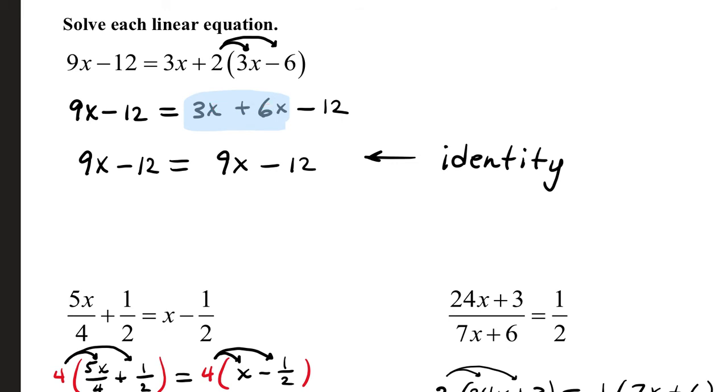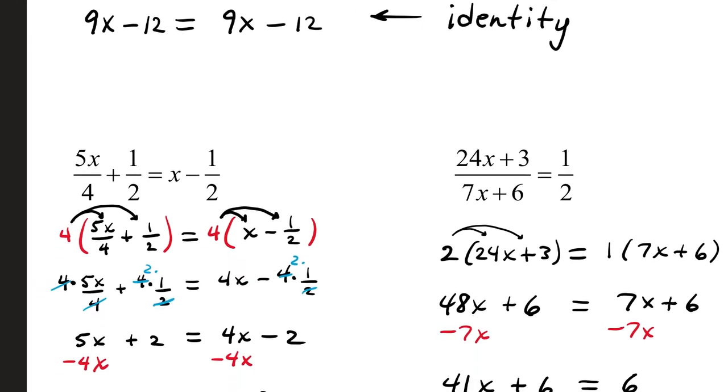3x plus 6x, those are on the same side and they're like terms, so those turn into a 9x. Well, if you step back and look at the equation at this point, the left side and the right side are identical, so we can stop here and call this an identity. Any value of x will create a true statement.